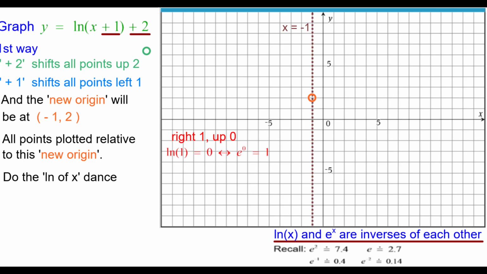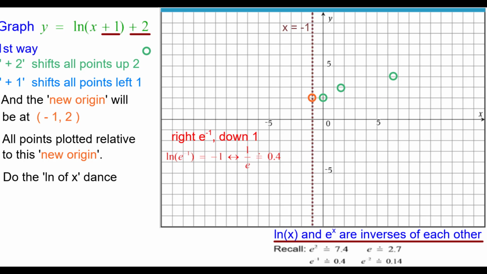So right 1 up 0 is what we would normally do, and there's nothing to affect it. We've already taken care of the parameters. So right 1 up 0. Right e, which is about 2.7 up 1. Right e squared up 2, because the natural log of e squared is 2, and e squared is about 7.4, so over 7.4 up 2.